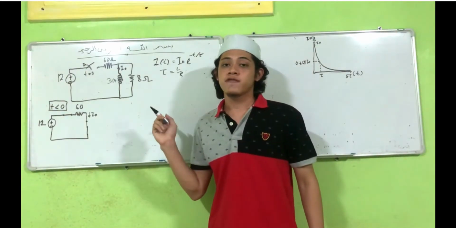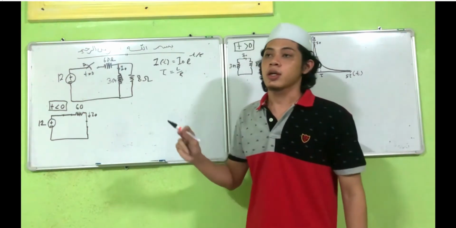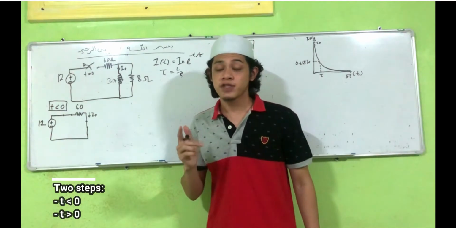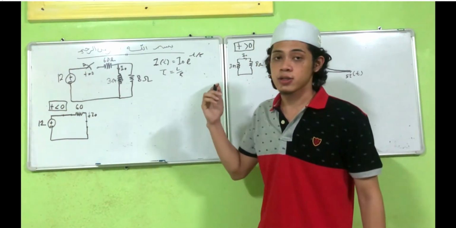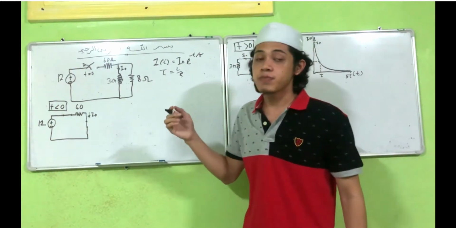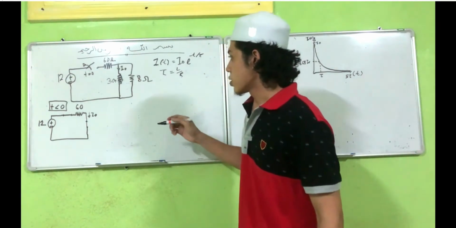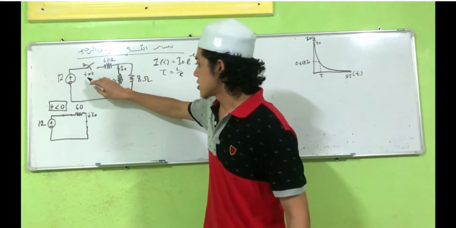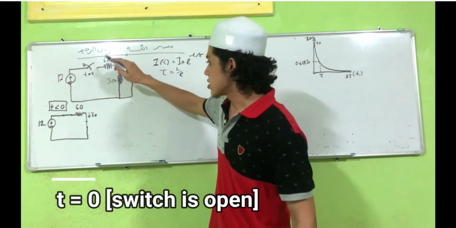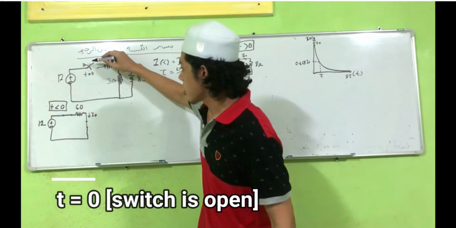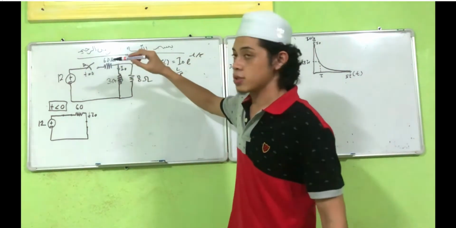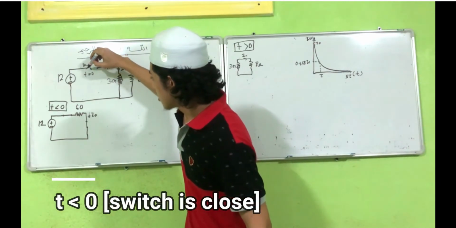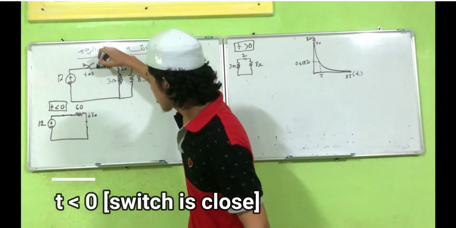To solve this circuit, we have two steps: t before 0 and t after 0. For the first step, we must find the I naught at t before 0. First we look at the switch at t equals 0. The switch opens up. So we can see that at t before 0, the switch is closed and the circuit is connected.